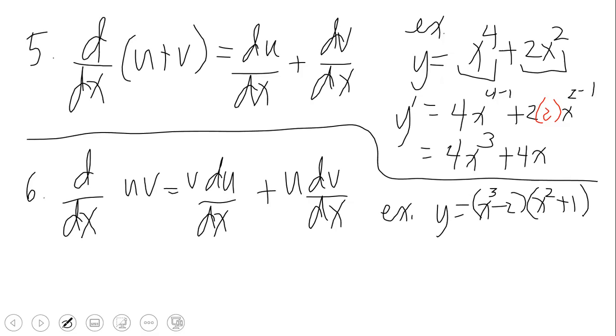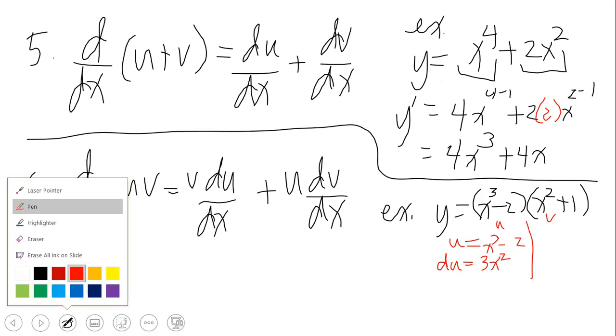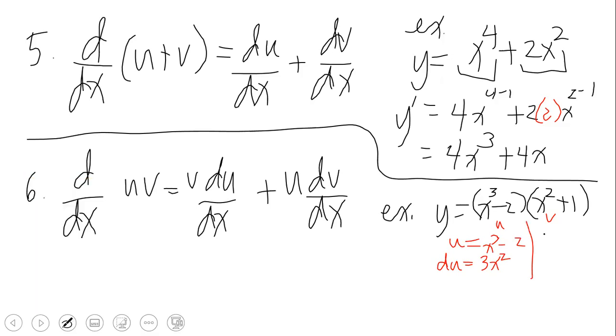So we have the variables u and v. We need to take the derivative of u and the derivative of v simultaneously. So this is what we will do, people. u is x cubed minus 2. The derivative of u is 3x squared; remember, the derivative of a constant is 0. Then v is x squared plus 1. The derivative of v is 2x.